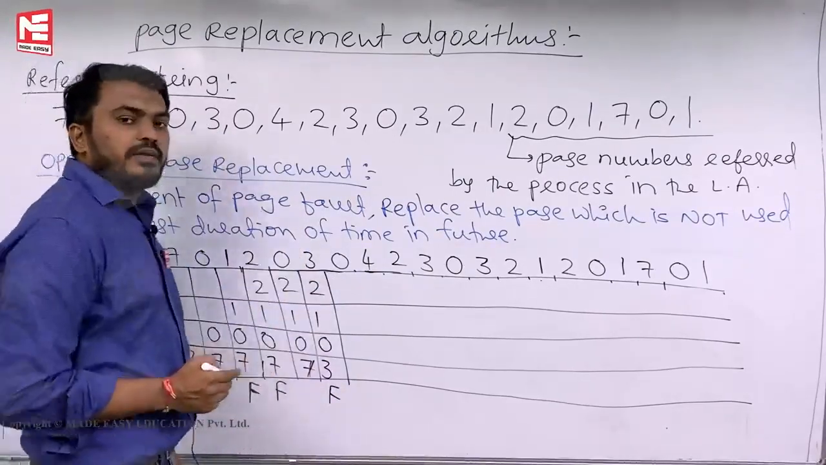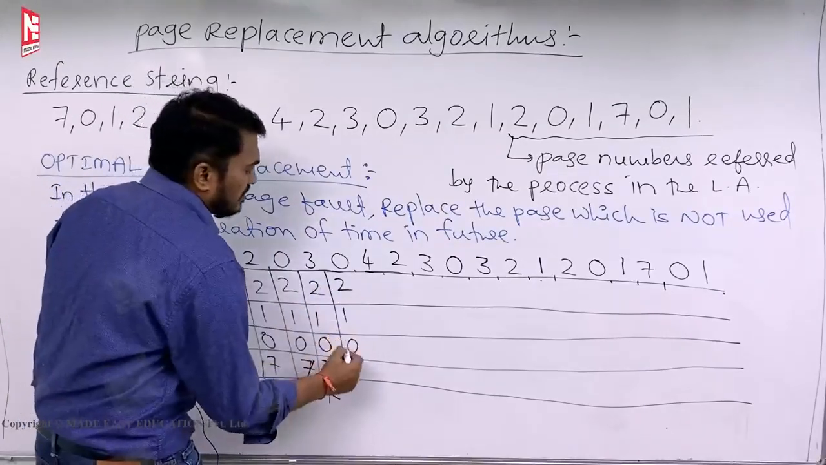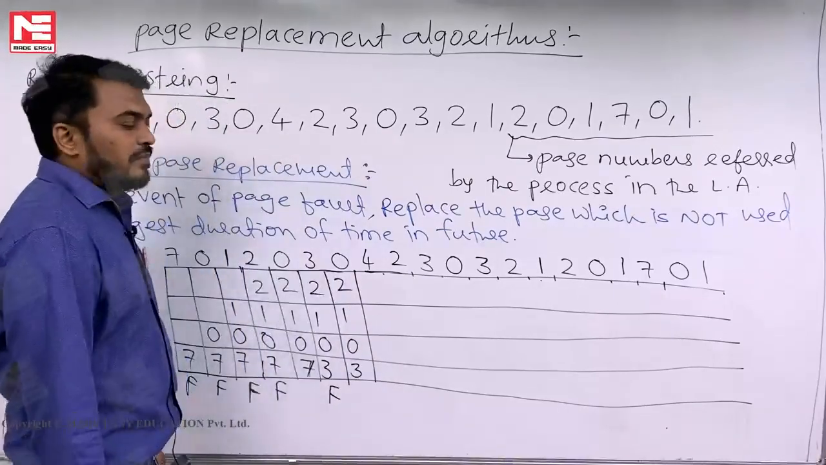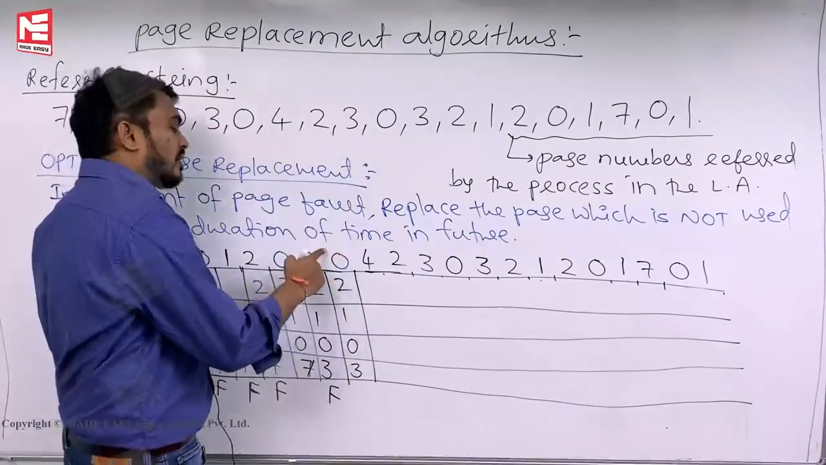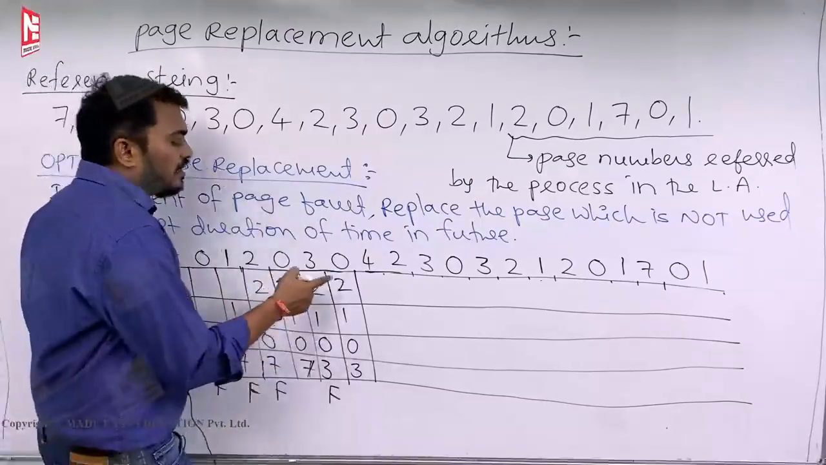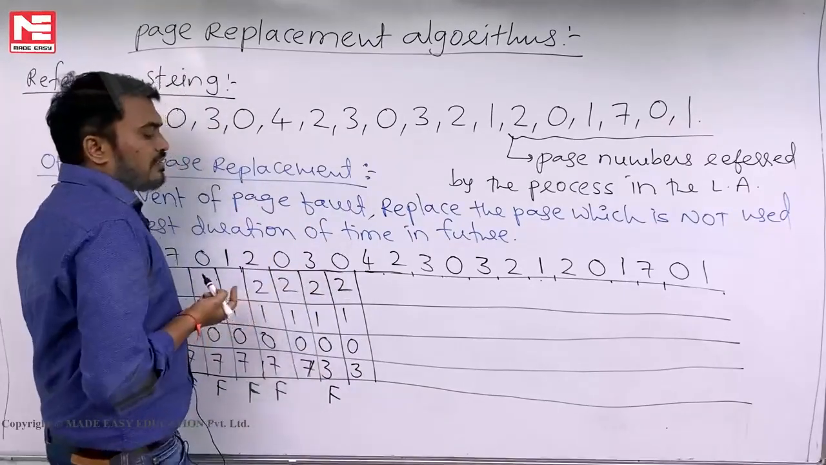And next is what here? 0. 0 is available, yes. So 0 is available, so if it is available, then copy as it is. Okay, that is not a page fault. And next is what here? 4. Now tell me, 4 is available? No, not available. What is available here? 2, 1, 0, 3 available. Okay, 4 is not available.